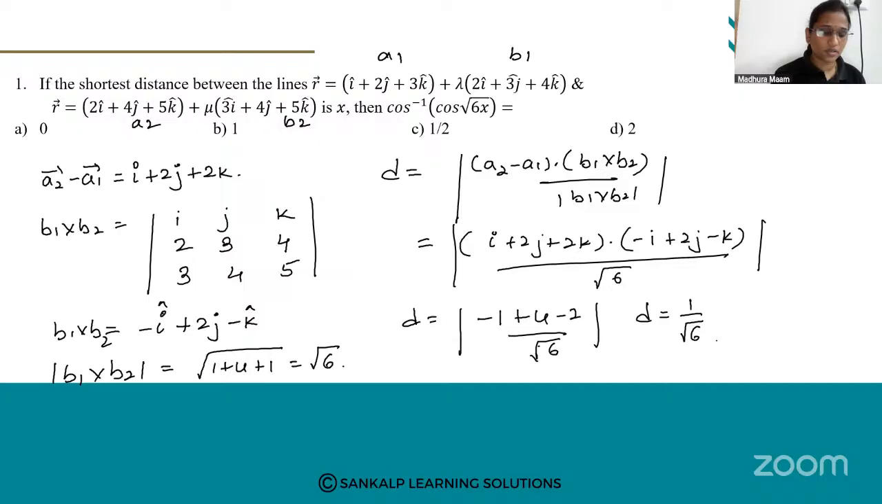But what have they said? The distance between them is x. That means the value of x is 1 by root 6. Then we have to find the value of cos inverse of cos of root 6x. Right? Okay. Now we have got the value of x. Should this have a root on x? Just one second. There is no root on x. Please make a note here. Typing mistake. There is no root on x. Okay, see, I have put a red mark. There is no root on x.